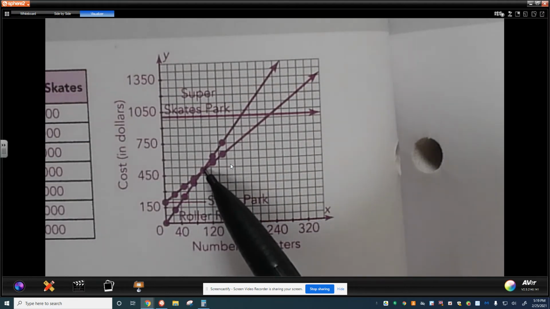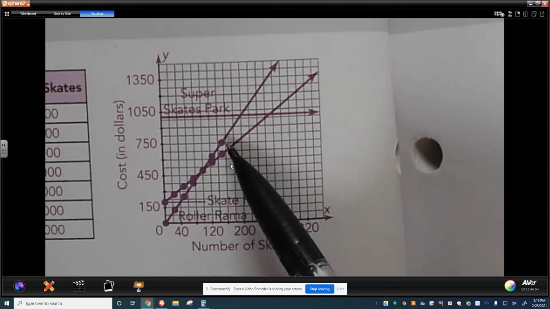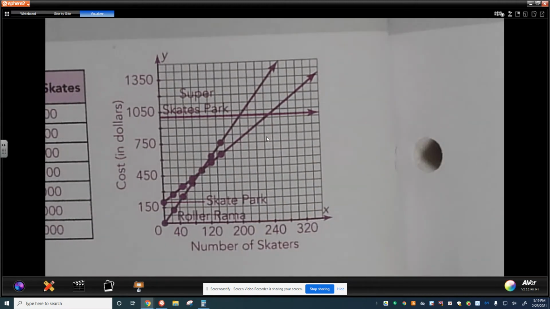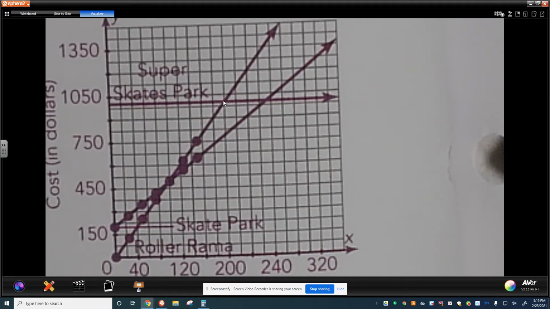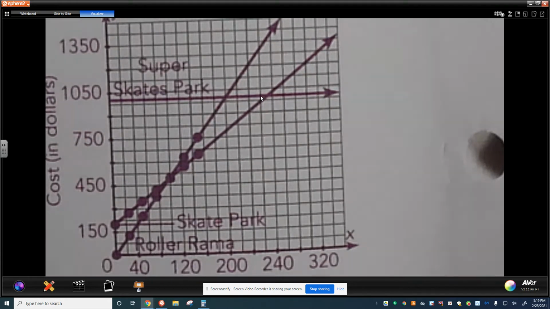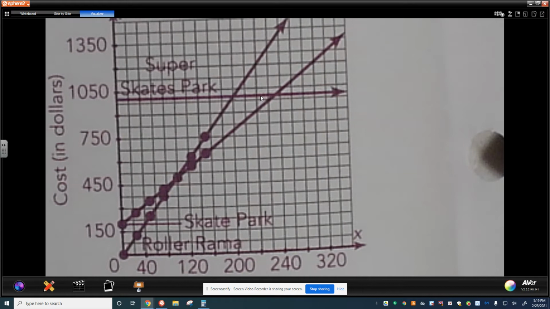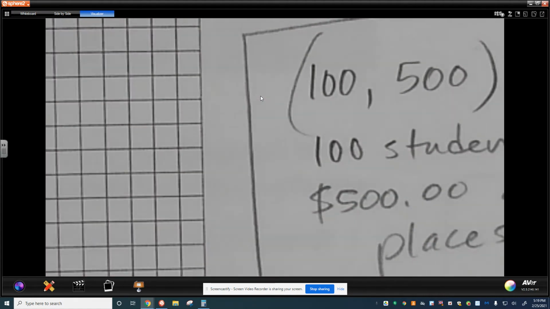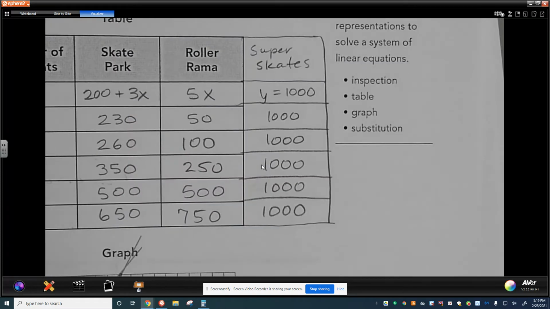Here's the intersection of 120 and 500 for the other parks, but now we see these other two intersections where we see Super Skate Park, and we see an intersection right here on 200 and an intersection over here somewhere between 230 and 240. And so we're kind of confused on some of these. So we're going to see if we can figure out how to find those values to see how many people have to show up. Okay? So let's go back to this. Remember, $1,000 for any number of kids. Seems like a good deal, right? Well, let's find out.